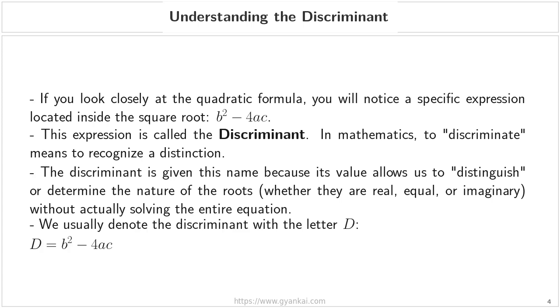To keep our work organized, we usually denote the discriminant with the capital letter D, and we define it as D equals b squared minus 4ac. In the next few slides, we are going to see exactly how this value works in a practical, real-world calculation.